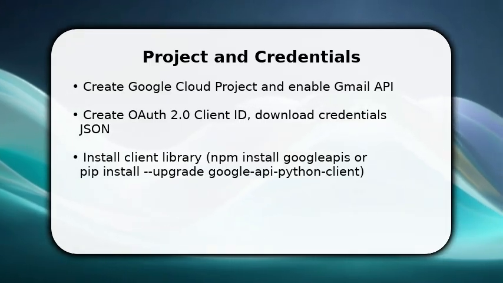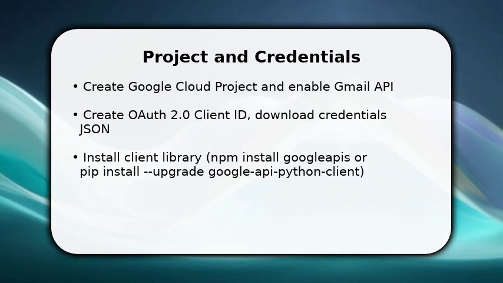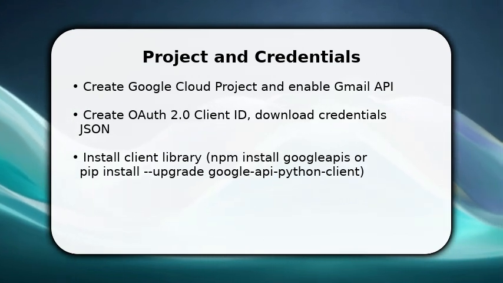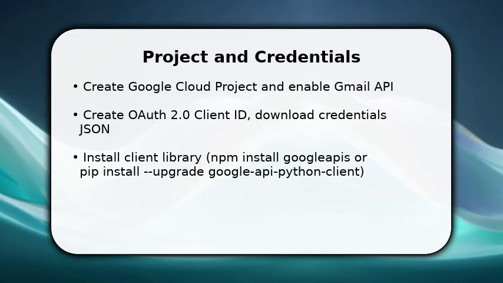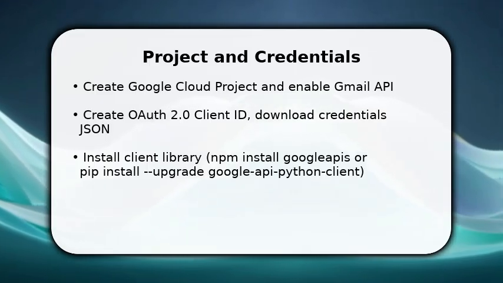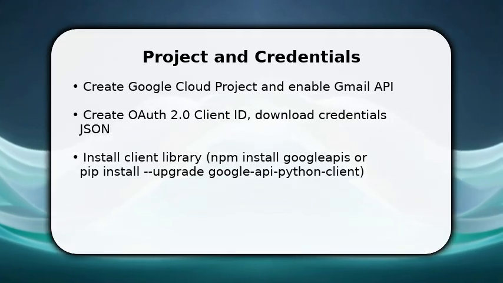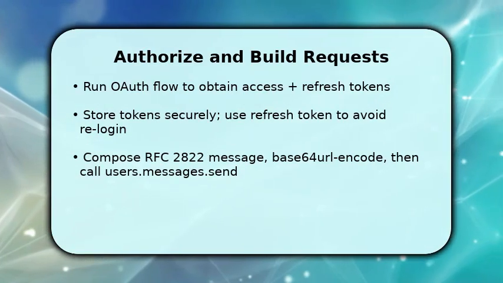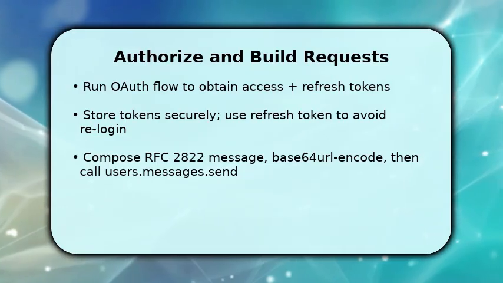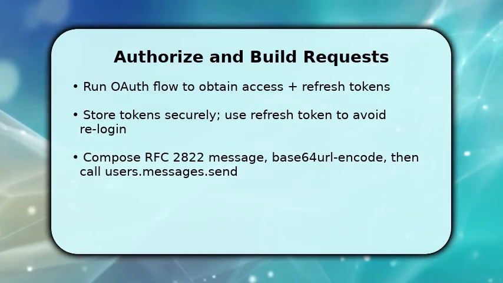Make sure to choose appropriate scopes early to avoid reconsent later, and keep your client secret secure. You now perform the OAuth consent flow to get an access token and a refresh token. Once granted, store tokens securely and use the refresh token to obtain new access tokens automatically. Then build your Gmail service client using the authorized credentials.